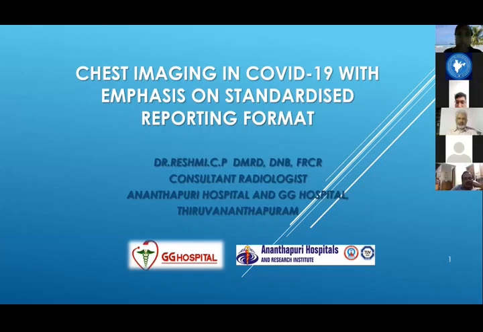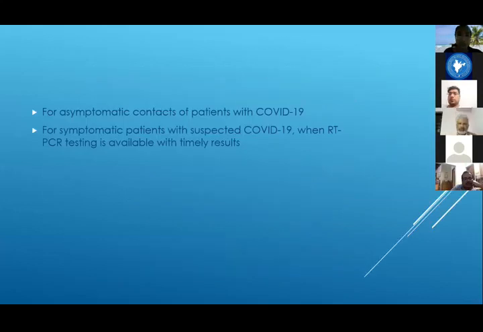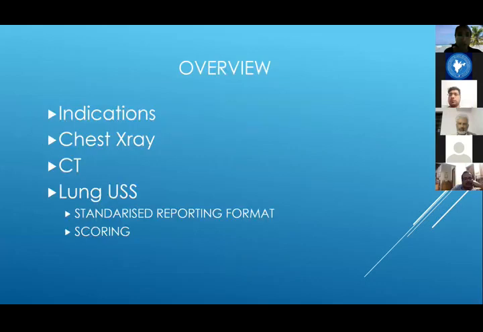So as radiologists, we should know the imaging findings, and we should all report in a standardized way so that there will be no confusion in our communication of the findings to the clinicians. So the main aim is that I'll be stressing more on the standardized reporting format and also on the scoring of each of the imaging findings. So this is the overview. I'll be dealing with the indications, the imaging modalities, that is chest X-ray, CT, and lung ultrasound. I'll be stressing on the standardized reporting format and the scoring.